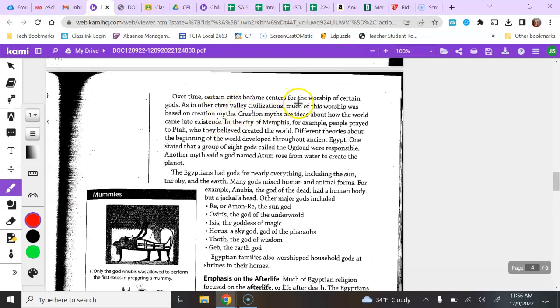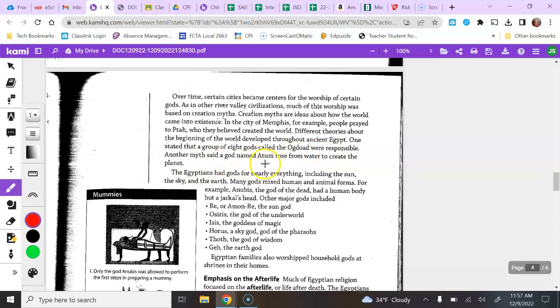Over time, certain cities became centers for the worship of certain gods. As in other river valley civilizations, much of this worship was based on the creation myth. Creation myths are ideas about how the world came into existence. In the city of Memphis, for example, people prayed to Ptah, who they believed created the world. Different theories about the beginning of the world developed throughout ancient Egypt. One stated that a group of 8 gods called the Ogdoad were responsible.